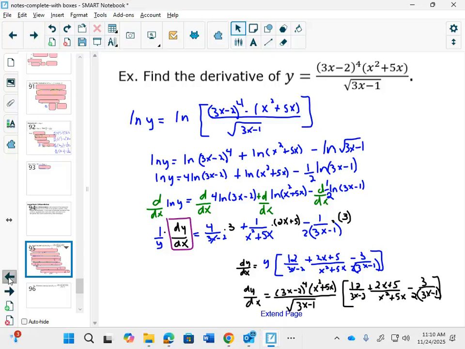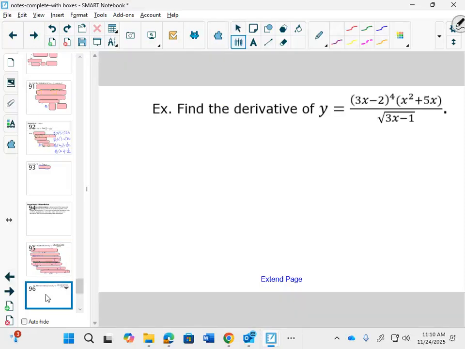If we did this one the old way, y prime would equal... it's a quotient rule. So I keep the bottom the same, multiply by the derivative of the top. Ooh, the top is a product rule. So I'm going to put a big bracket.